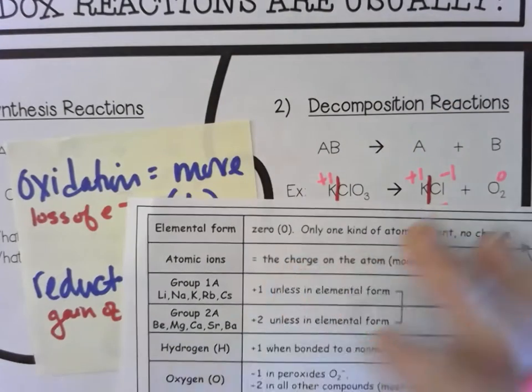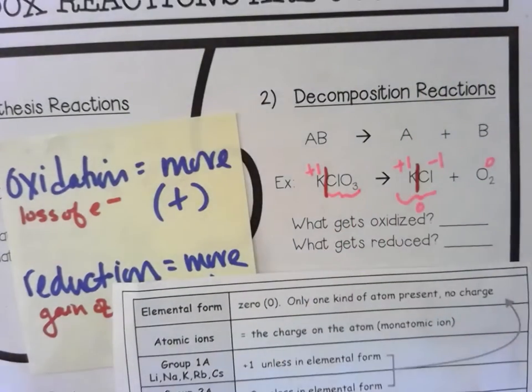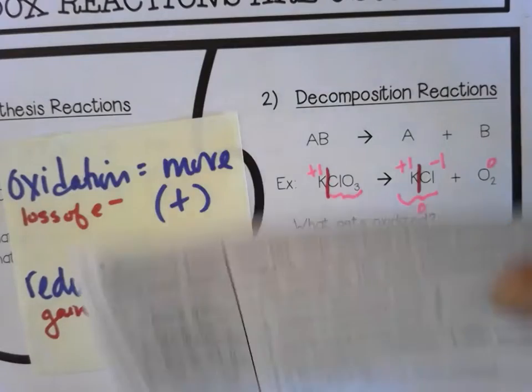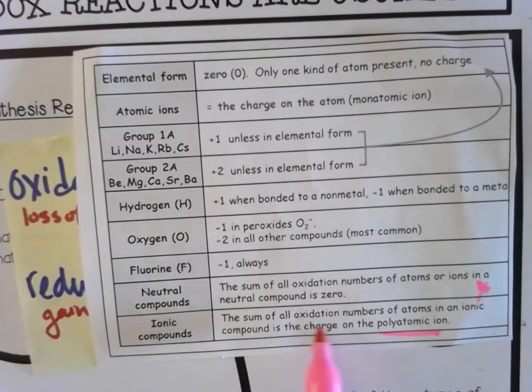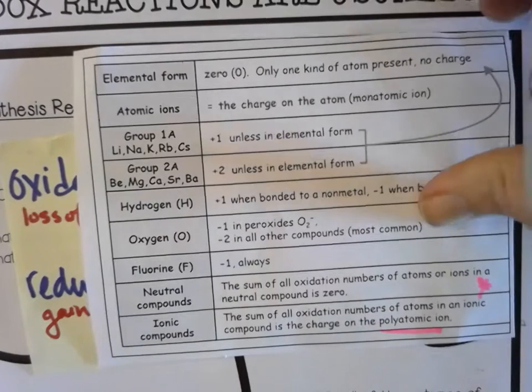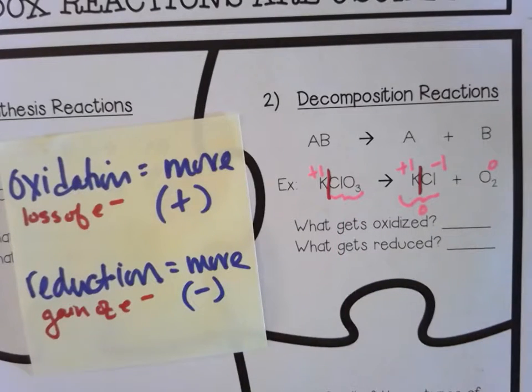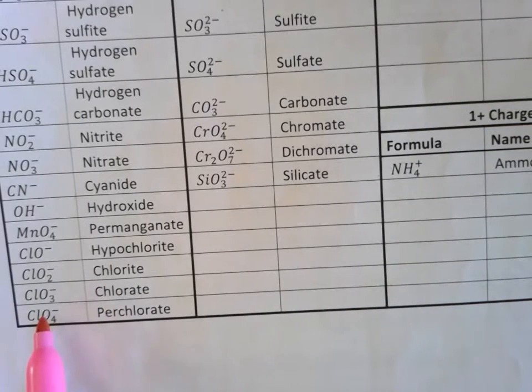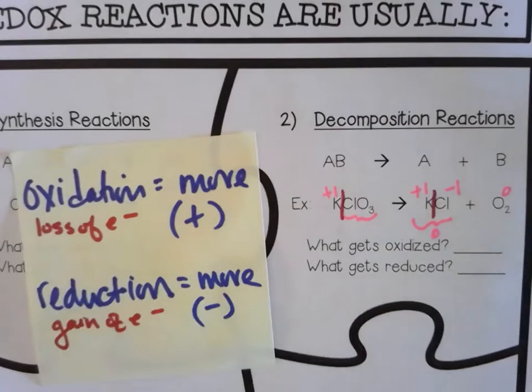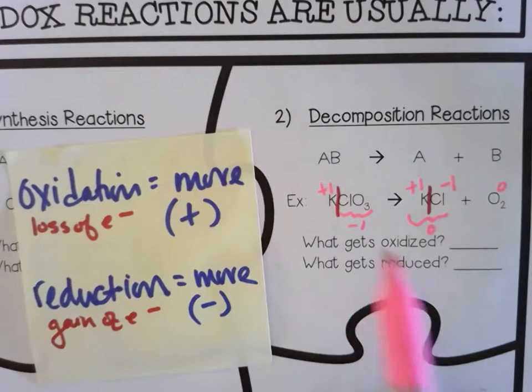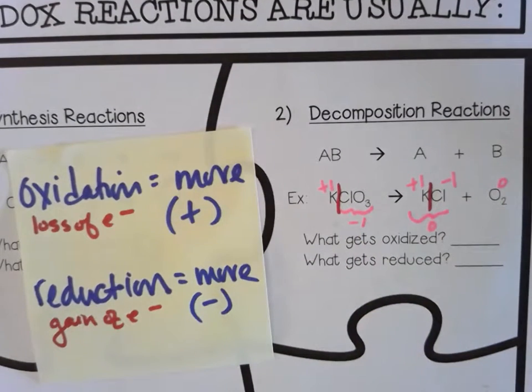But this whole thing is chlorate. And let's look at this first. The sum of all the oxidation numbers of the atoms in an ionic compound is the charge on the polyatomic ion. So the sum of the oxidation numbers of these three has to equal the charge on the ion. So chlorate is right here. Chlorate, ClO3, has a charge of -1. So whatever is happening, this whole thing has to equal a -1 to balance out that +1.